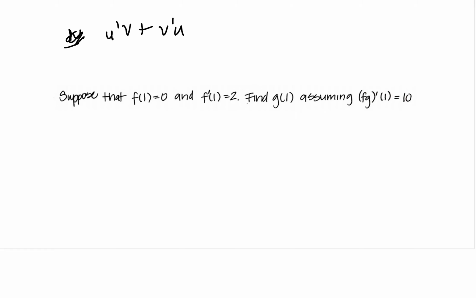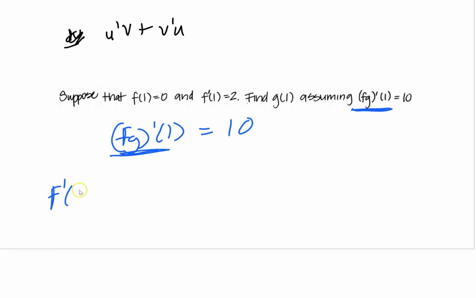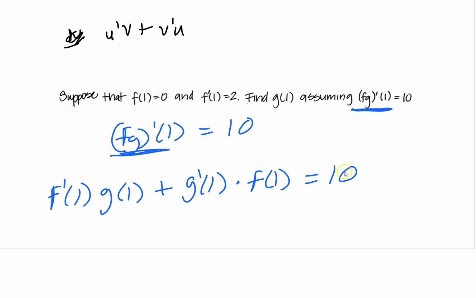So let's do that, right? Let's find out, what is (f times g) prime of 1? Well, I know it equals 10, but let's expand this out. So it's derivative of the first one, f prime of 1 times the second left alone, g of 1, plus derivative of the second one, g prime of 1 times the first one left alone, f of 1. That should equal 10. Now let's look at what we have here. Just roll out the product rule.